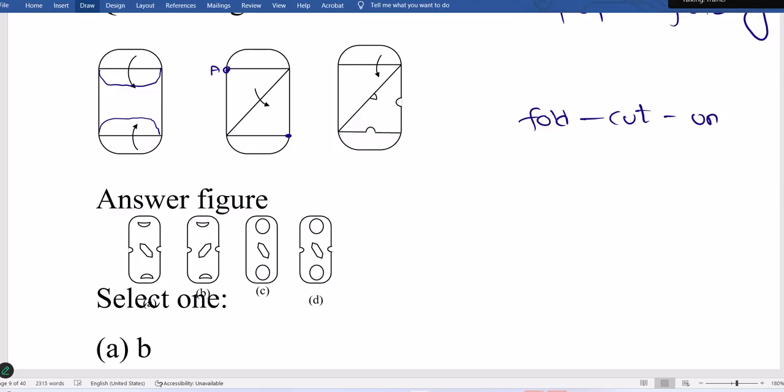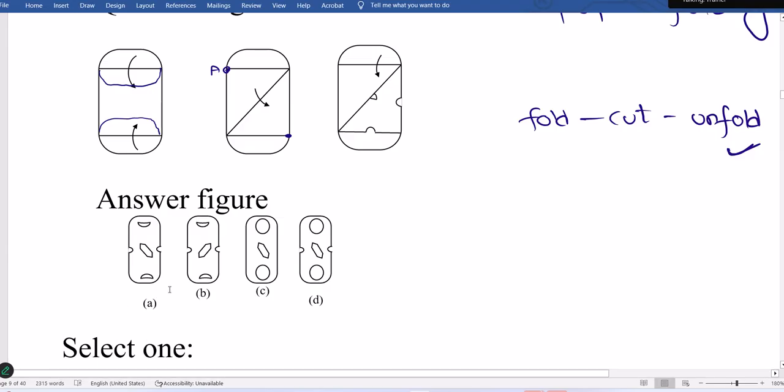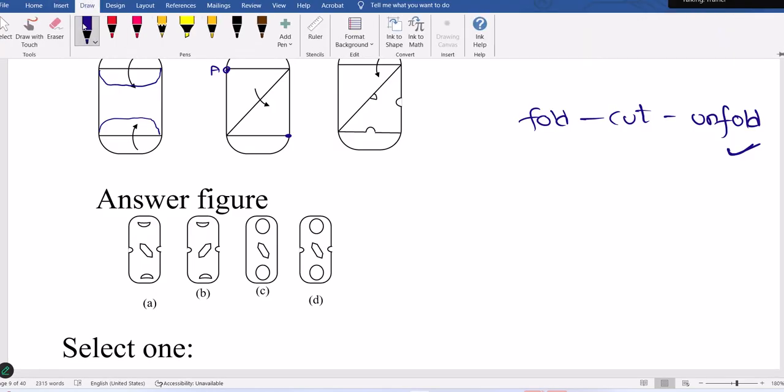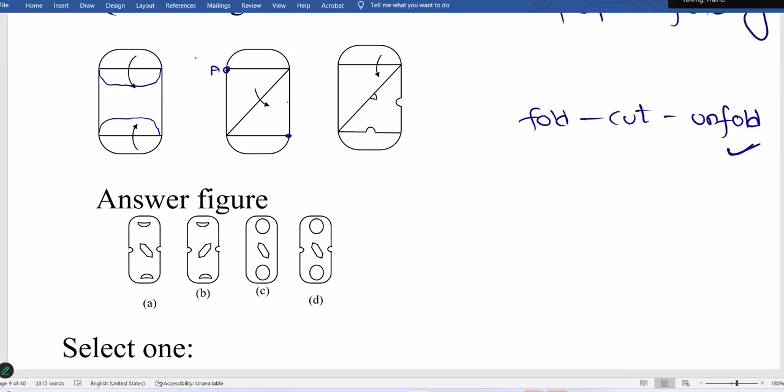Now what is the result after unfolding? Here they are asking the question. After unfolding, what is the answer? Here the diagrams might be a bit small in size, but let's focus on how this is happening. Now when you unfold this cutting, this corner came to here, right? This will come to here, this will come to here. This cutting will affect here. This cutting will affect here. So here we required, right?